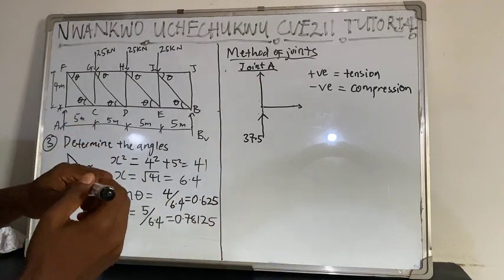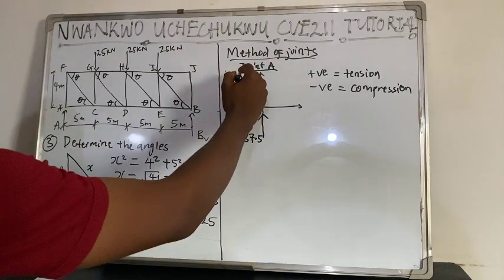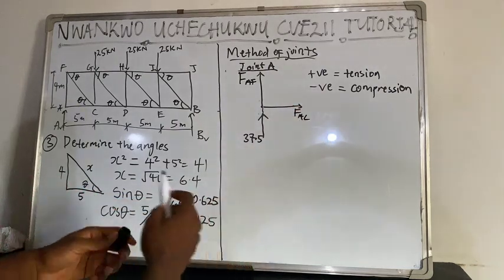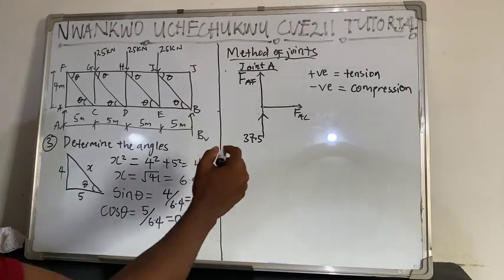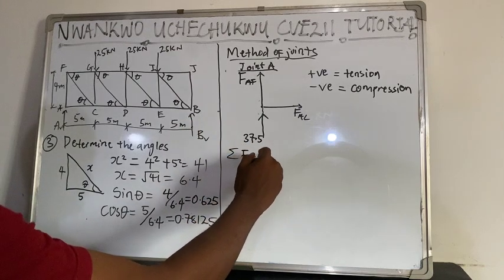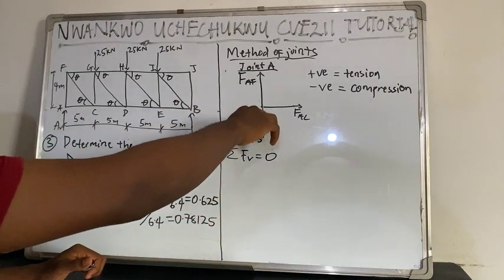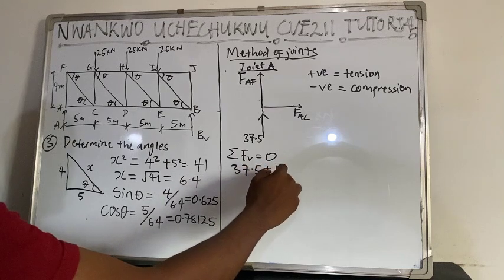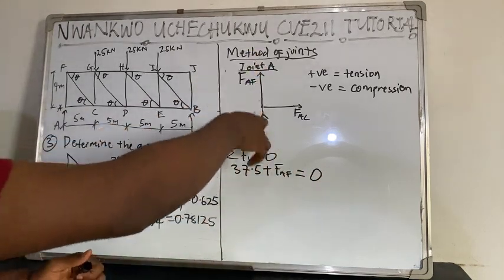So this force here is acting from here. I call it AF, and this one, I call it AC. So we are going to resolve this horizontally and vertically. Let's start with the vertical forces. Summation of vertical forces is equal to zero. These two forces are going in the same direction, so we have 37.5 plus FAF, which are the upward forces, is equal to zero, because there is no force acting downward.